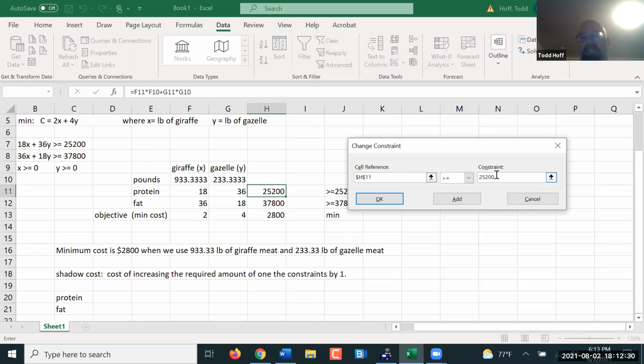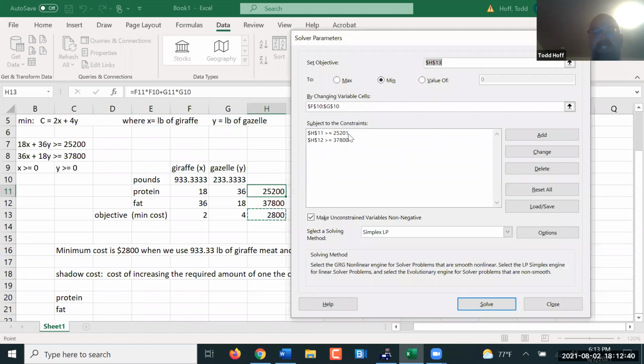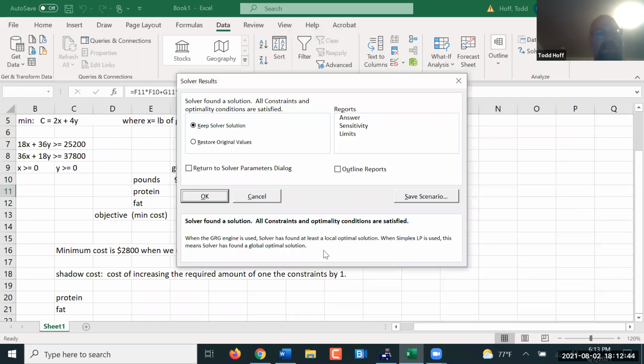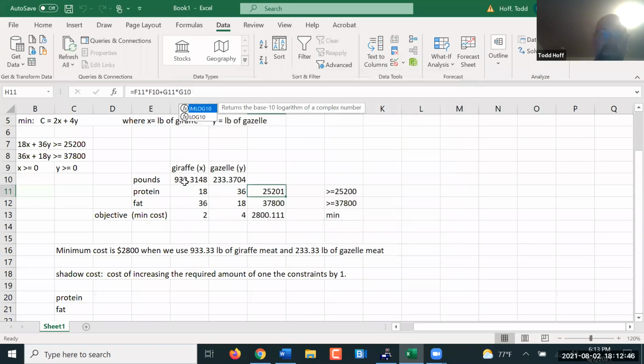And what I'm going to do is, instead of 25,200 pounds, increase it by one. So it's 25,201 pounds. I click OK, and notice it has changed that constraint here. If I click solve now, you can see the amount of giraffe meat and gazelle meat has changed, and my cost has changed.